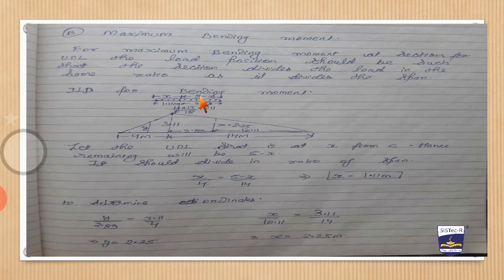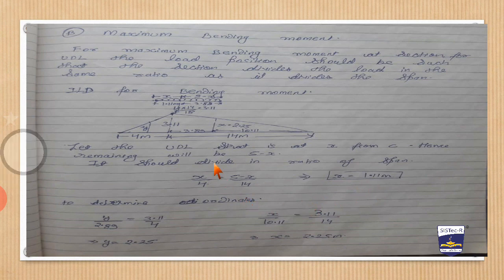Okay, so the total length was 5, so the remaining length will be 5 minus x. It will divide in the same ratio, so x upon 4 will be equal to 5 minus x upon 14. So x upon 4 equals 5 minus x upon 14. This implies x equals 1.11 meter.